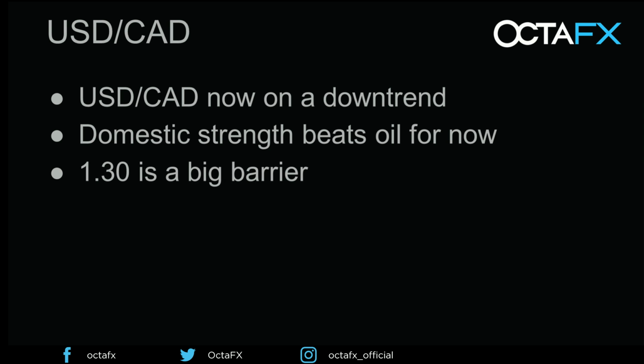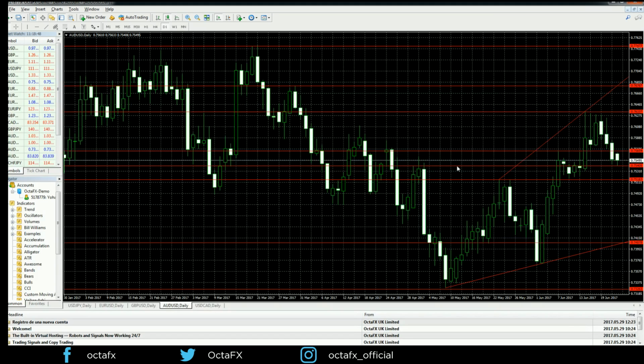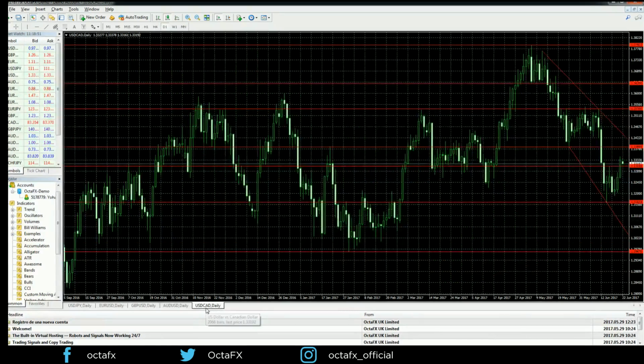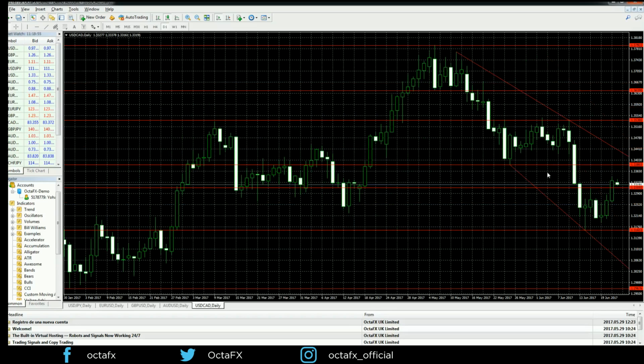130 to the downside is a big barrier. We had some retracement after the big falls. Now let's look at the charts. We're off the lows in dollar CAD, but in general the trend remains to the downside. Let's zoom in just a bit so we can see this downtrend right here. It reached a low here of 131.60.